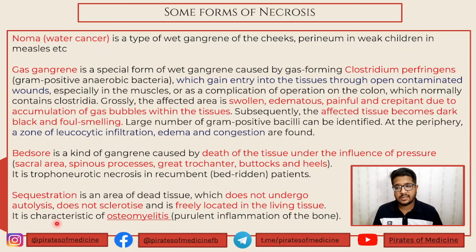Gas gangrene is a special form of wet gangrene which is caused by a special microorganism, Clostridium perfringens. This organism gains entry into open contaminated wounds, which leads to swollen, edematous, painful, and crepitant tissue. Crepitant is important. Crepitant means that gas is bubbling inside the organ. So the gas bubbles accumulate within the tissues, which is characteristic. The tissue becomes dark, black, and full of swelling. This is gas gangrene for you.